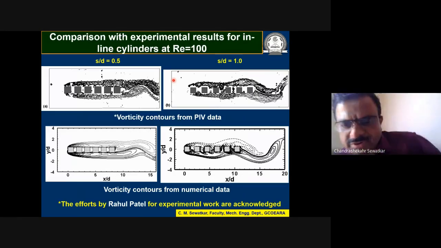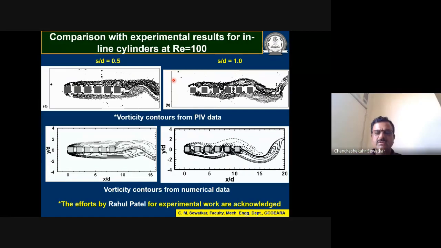We have also compared our results with the experimental work carried out by one of the students, Rahul Patel. I acknowledge him. These are the experimental results obtained by using particle image velocimetry, and we have tried to plot the vorticity contours. These are our simulated results, and these are experimental results. You can see the vorticity contours are almost matching, so that indicates that the results which we have shared so far are in fact validated. So this is a kind of experimental validation which we have provided for our results.